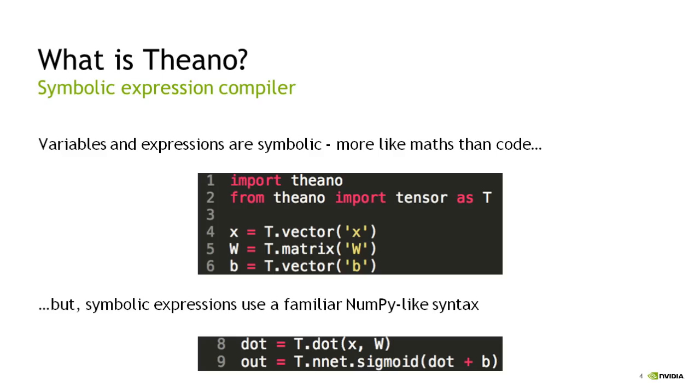And then you can define symbolic expressions using these variables, but with a syntax that is very familiar if you know NumPy. So here we show that we can do the dot product of the vector X and the matrix W, and then apply a sigmoid activation function to the output of that dot product summed with the B vector.